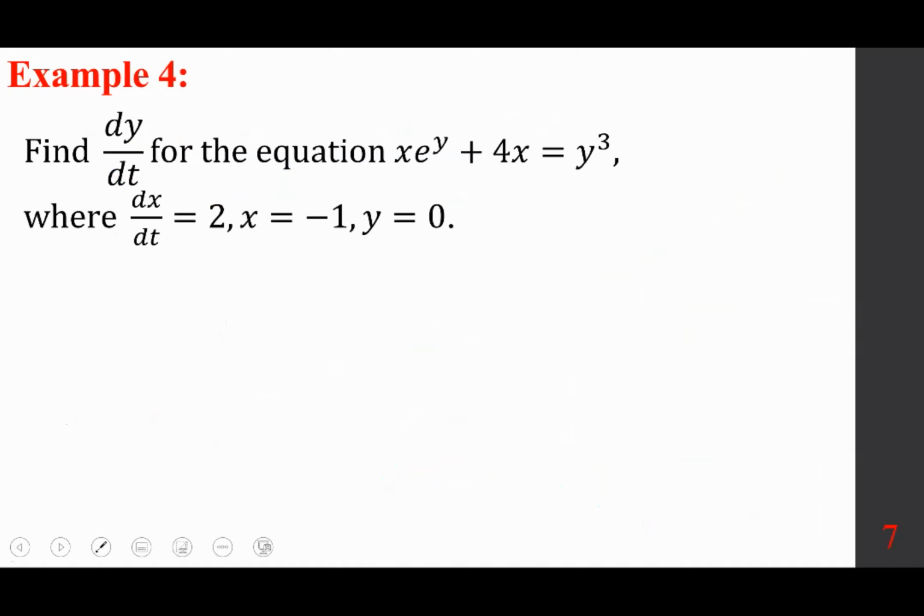We want to differentiate this again. We are using implicit differentiation. We want to find dy dt. It's important to pay attention to this, and right away it tells us t is the independent variable, meaning not only the derivative of y is dy dt, the derivative of x is no longer 1, it's dx dt. And as you can see, dx dt is given as 2.